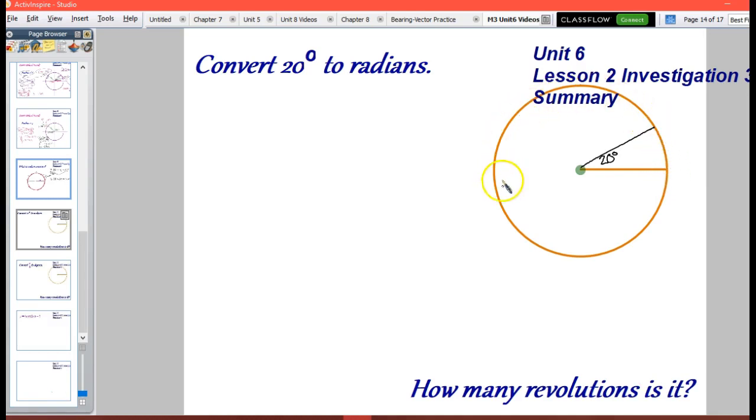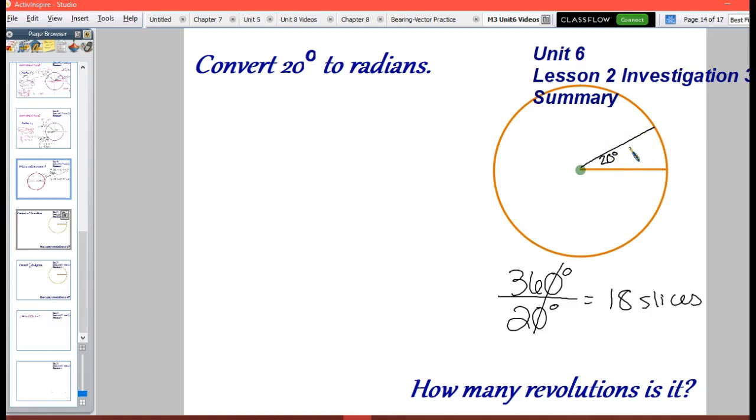1 revolution would be a full way around. If I were to cut this circle into chunks of 20, think of how many 20-degree chunks I could make. We know a whole circle goes 360 degrees. If I divide them all into slices of 20 degrees, that would make 18 slices. That would mean there's 18 of these little pizza wedges. What portion of the circle did I revolve around?